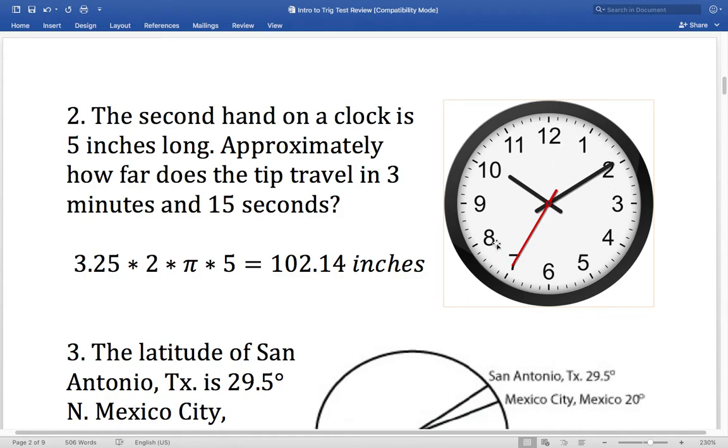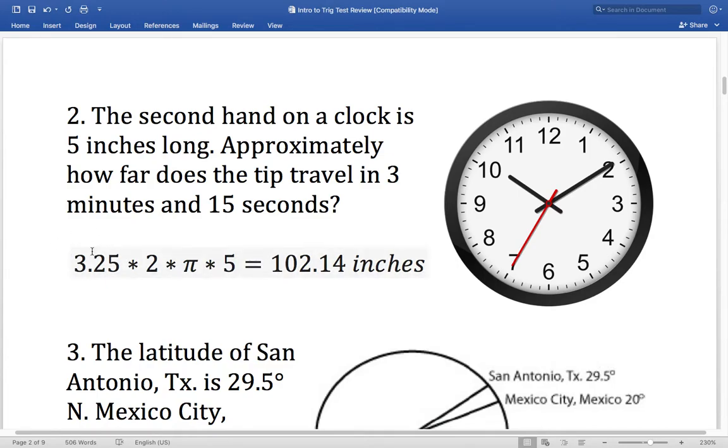It makes 1 revolution per minute, so for 3 minutes, it's doing 3 different revolutions. That's where the 3 here comes from. And then another 15 seconds. So after the 3 revolutions, we make another quarter of a rotation. That's where we get 3.25. If this said 3 minutes and 30 seconds, then it would be 3.5, because 30 seconds is half of a rotation. So that's how we're getting our rotations.